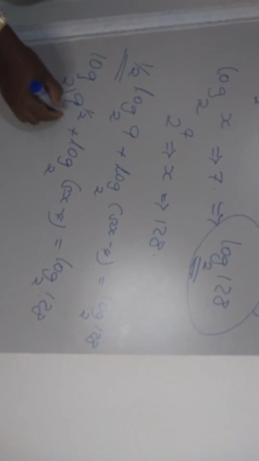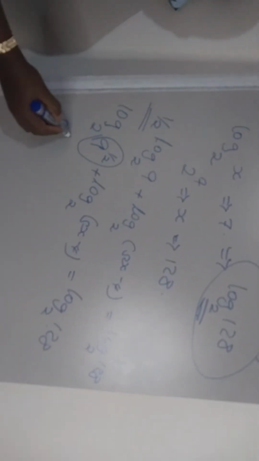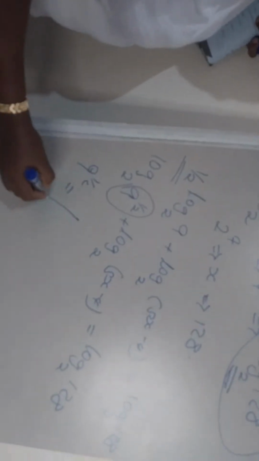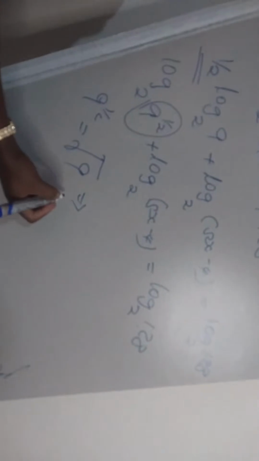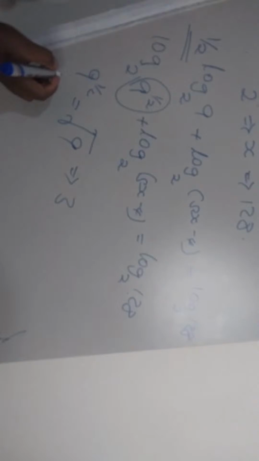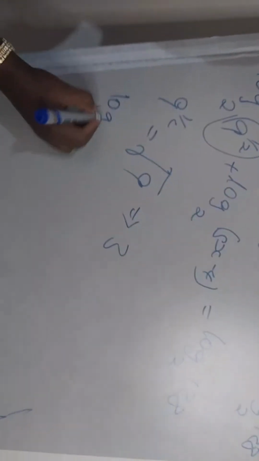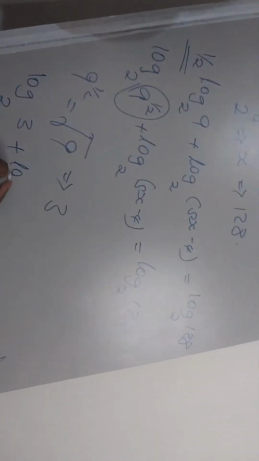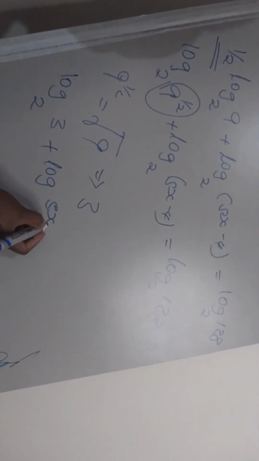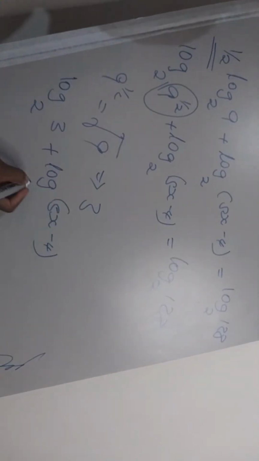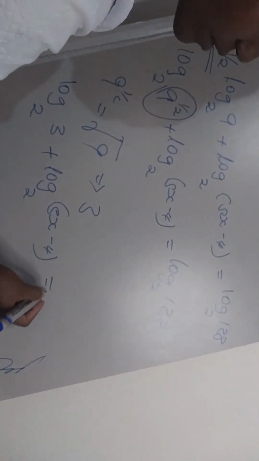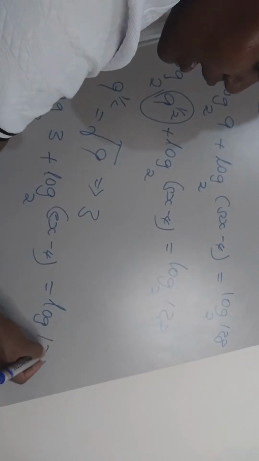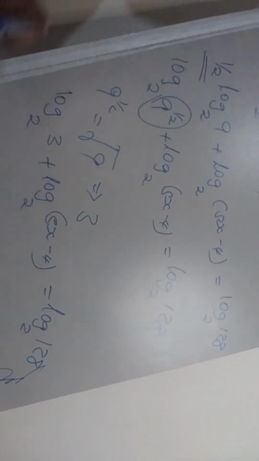We now first tackle this. What is 9 to power half? This simply means square root of 9. And we know the square root of 9 is 3. Now we can rewrite again and say log 3 to base 2 plus log 5x minus 4 to the base 2 is equals to log 128 to the base 2.